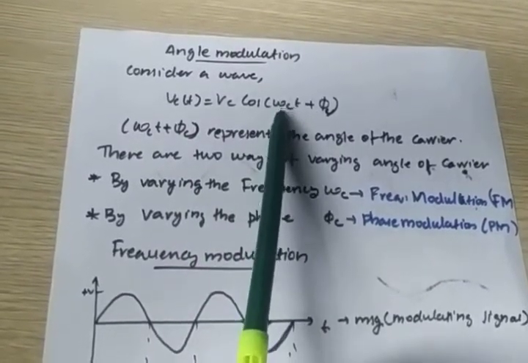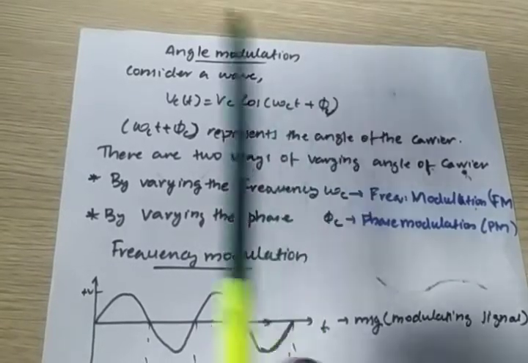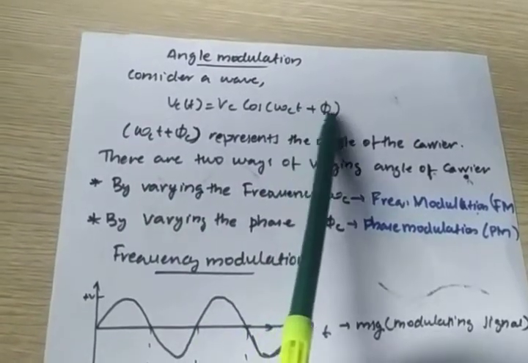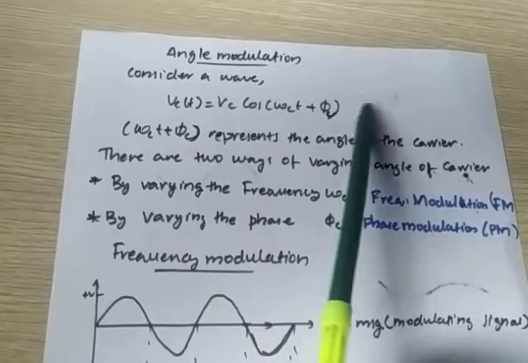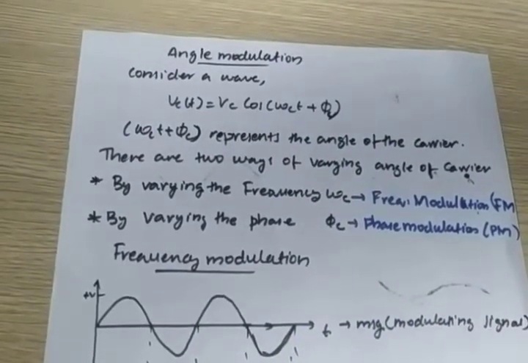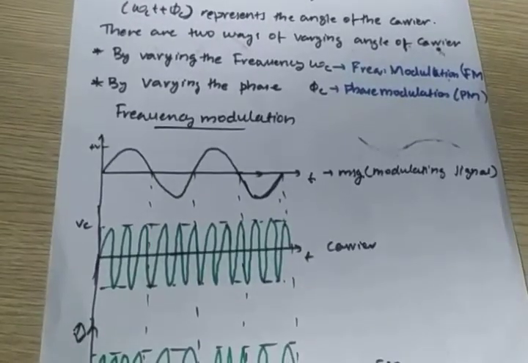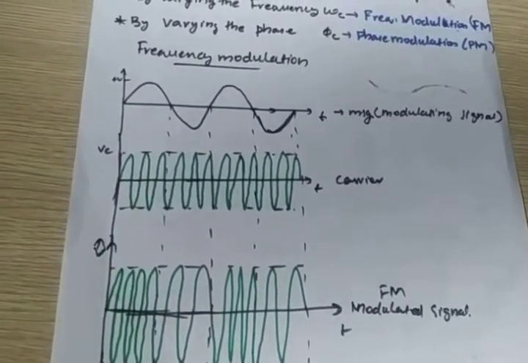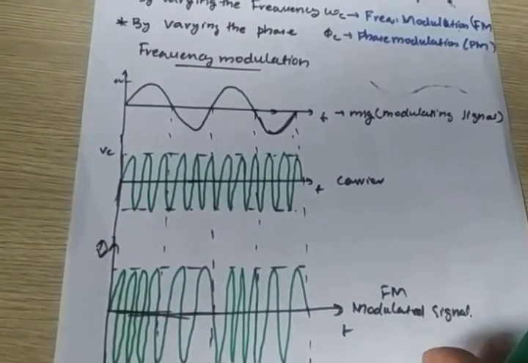If you vary this omega_c, then it becomes frequency modulation. If you vary this phi_c, then it becomes phase modulation. So this is the general expression for angle modulation. Now our area of interest is frequency modulation. So this is the fourth chapter.